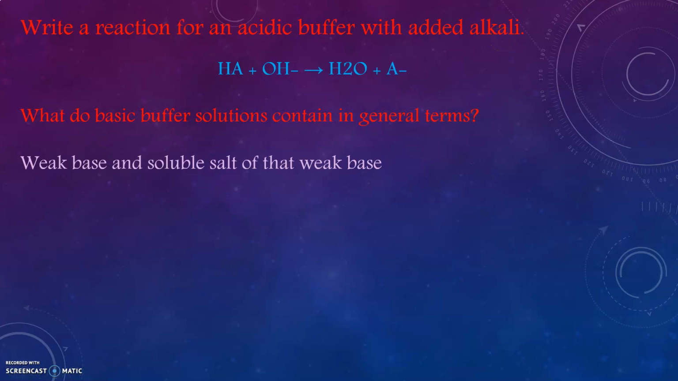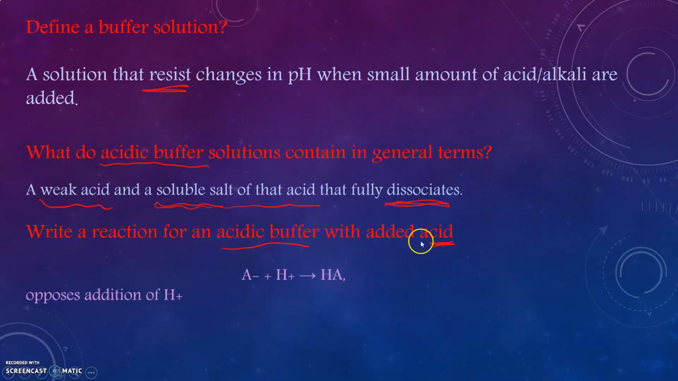Remember the pH. The pH is measuring the concentration of hydrogen. So, if a buffer solution is resisting the change of pH, this means that it's decreasing or increasing according to the reaction. It's changing the concentration of hydrogen. Right? So the first reaction was the acidic buffer reacting with acid. If it's reacting with acid, it opposes addition of hydrogen. Opposes means it's against or resisting the addition of hydrogen.